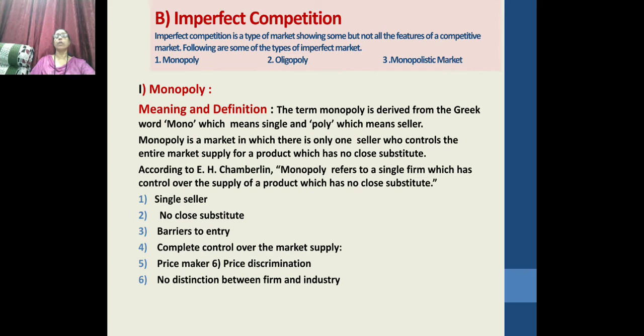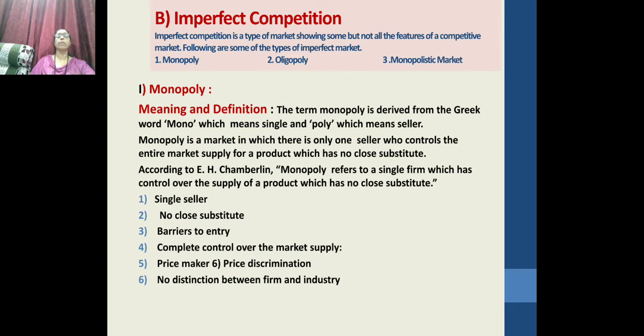मोनोपोली मार्केट में पूरा मार्केट कंट्रोल सेलर के पास है. क्यों? क्योंकि सेलर ही प्रोड्यूसर है, और उसको अपना प्रोडक्ट बेचना है या नहीं बेचना है, ये सब डिसीजन टेकिंग कैपेसिटी उसके अंदर है. इसकी वजह से वो मार्केट को कंट्रोल करते हैं.